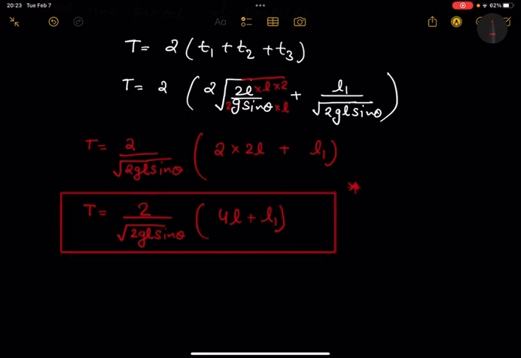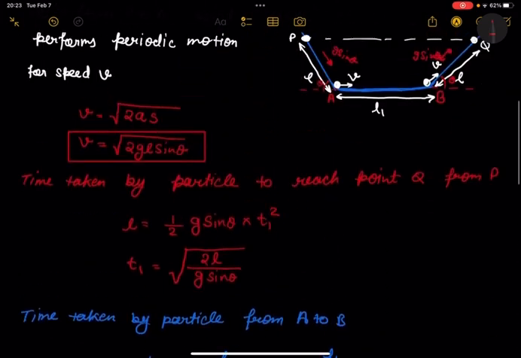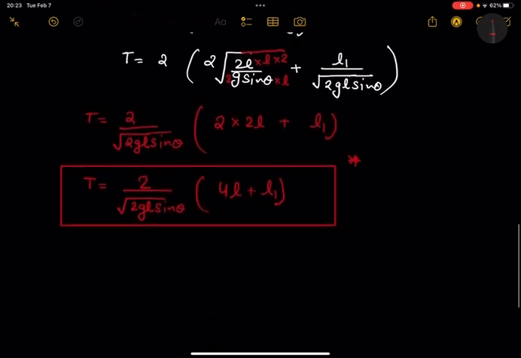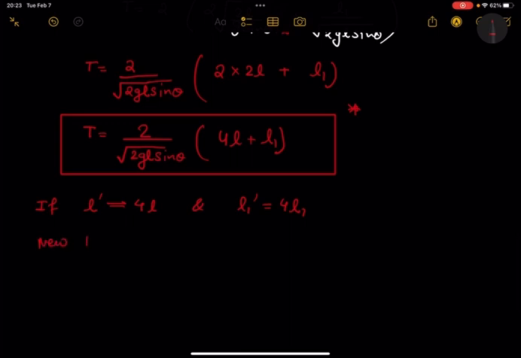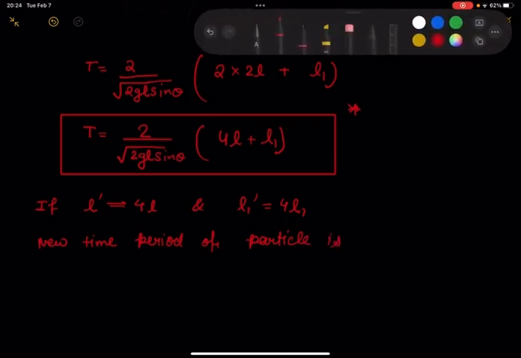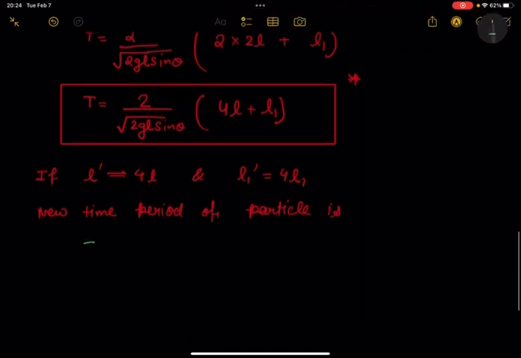Now what is the question? The question is saying that the length becomes 4 times. So 4 times means L prime is equal to 4L and L1 prime is also equal to 4L. So what is happening? The new time period of the particle, for better understanding, I want to draw here: T new is equal to 2 times the square root of 2g, and L becomes 4L sine theta, into 4 into 4L plus 4L1.